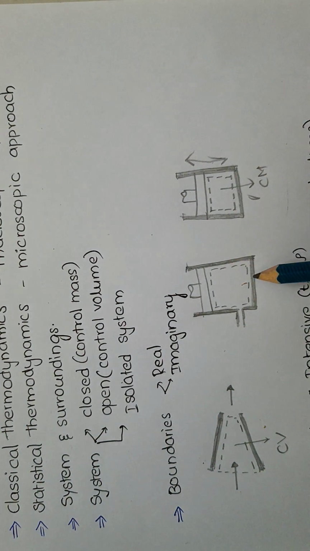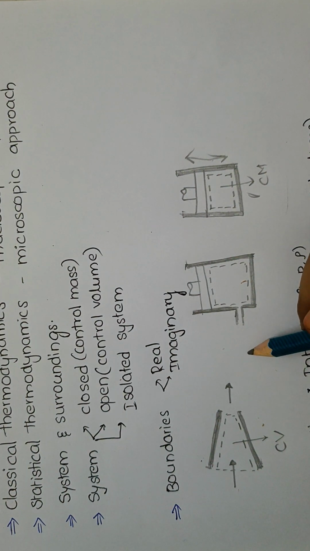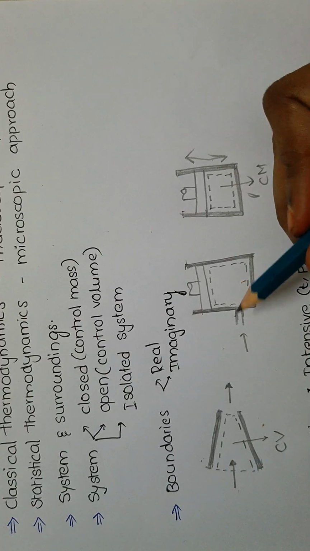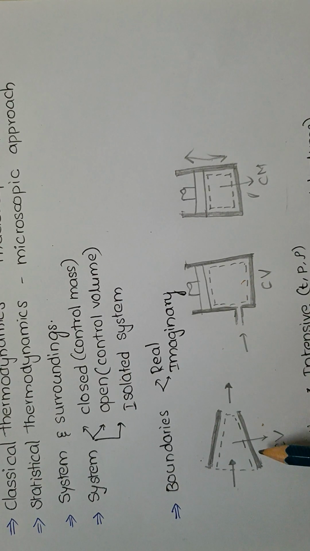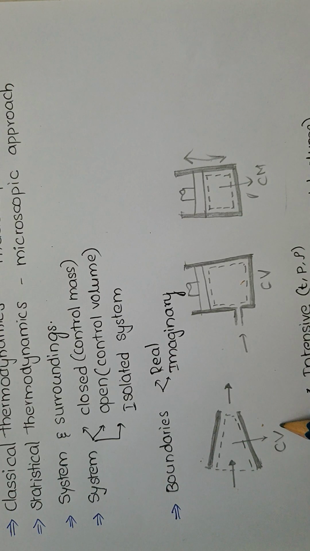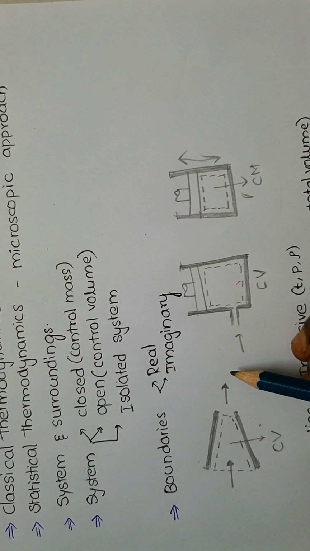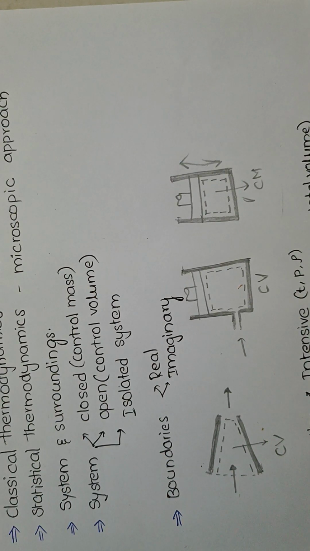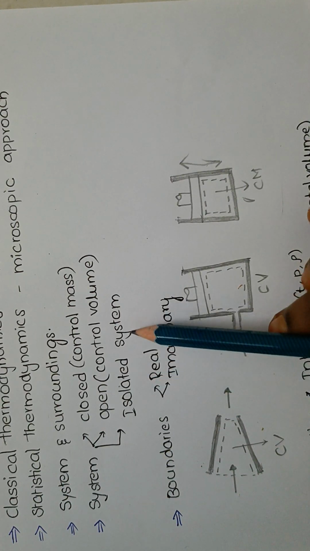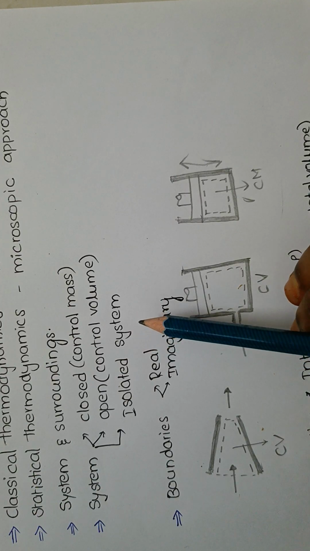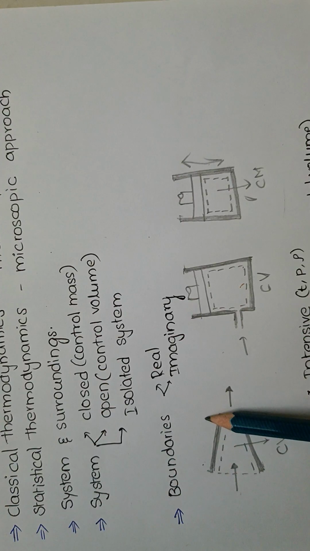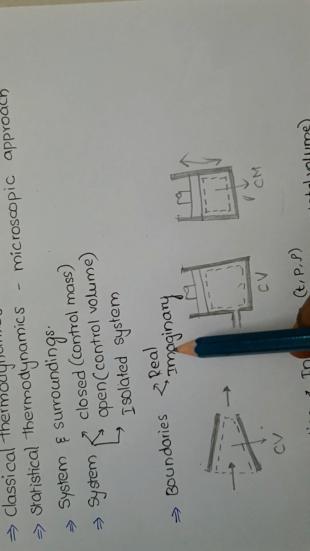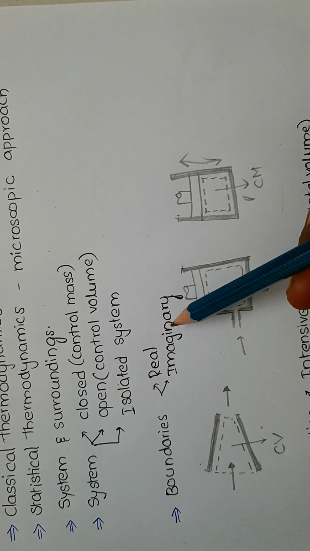But if you observe this, mass can come in and it can go out. You can consider it as an open system or control volume. It is also an example of a control volume or open system where mass is coming in and mass is leaving. And one more thing is there, that is the isolated system, where no heat, no work, and no mass can enter or exit the system.